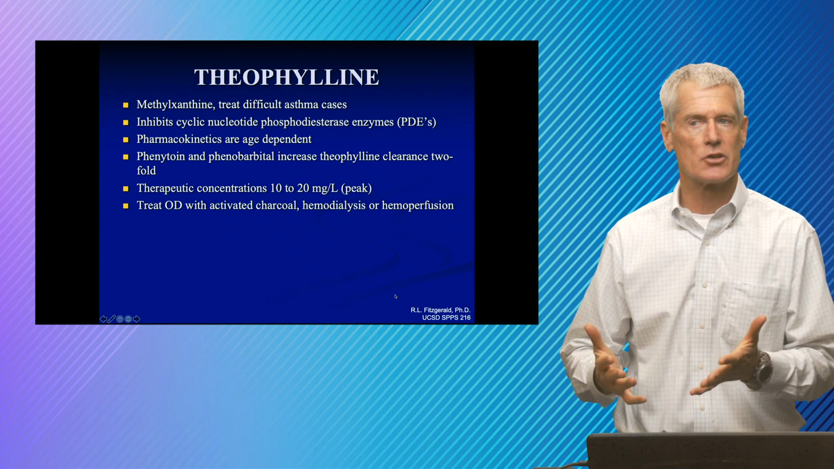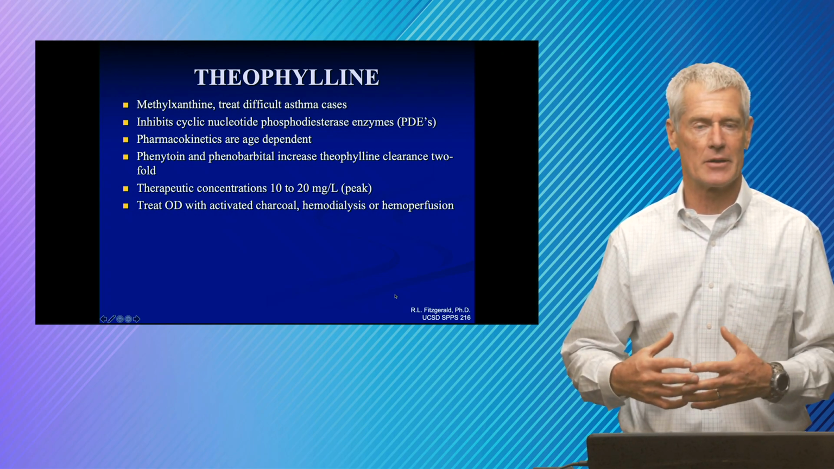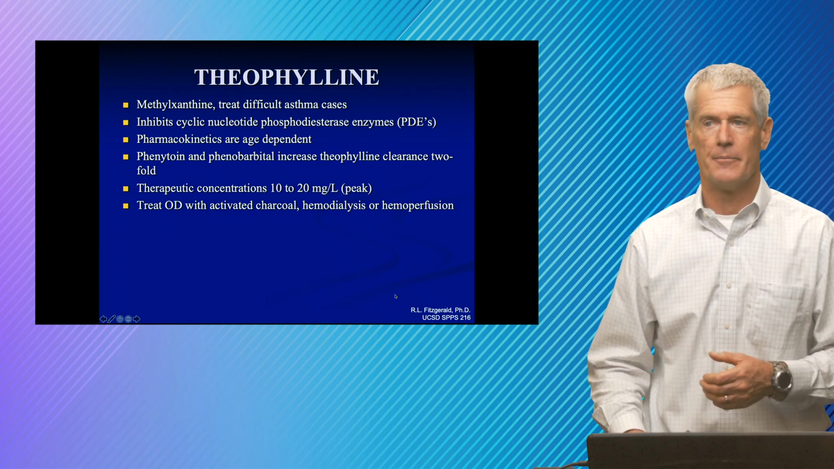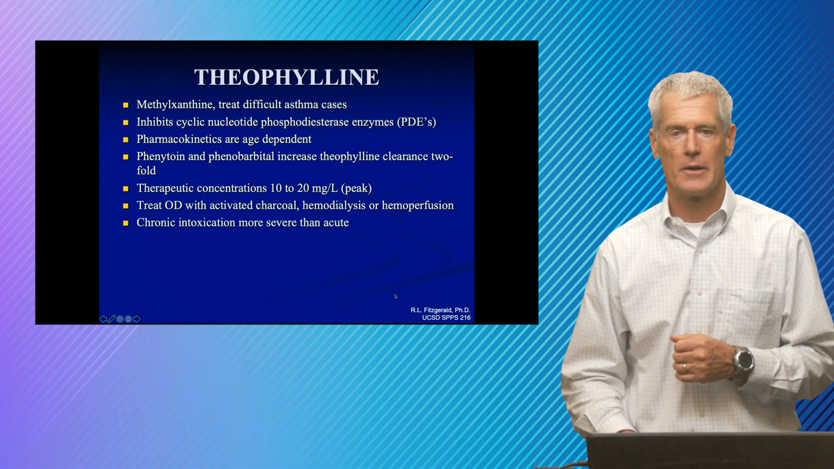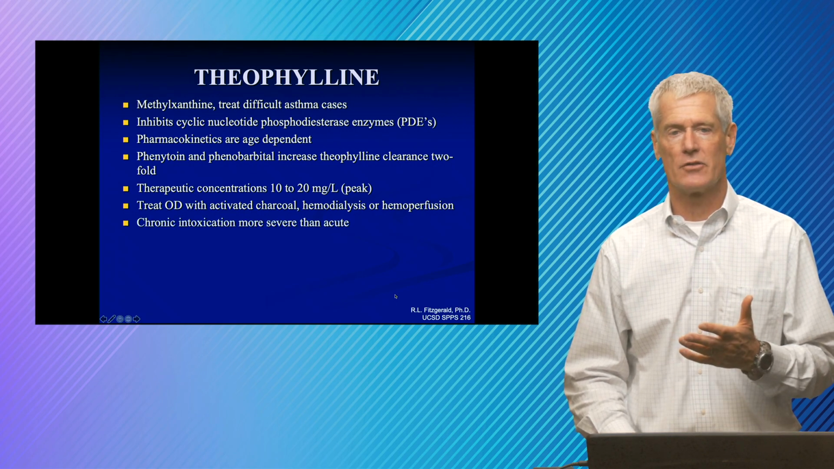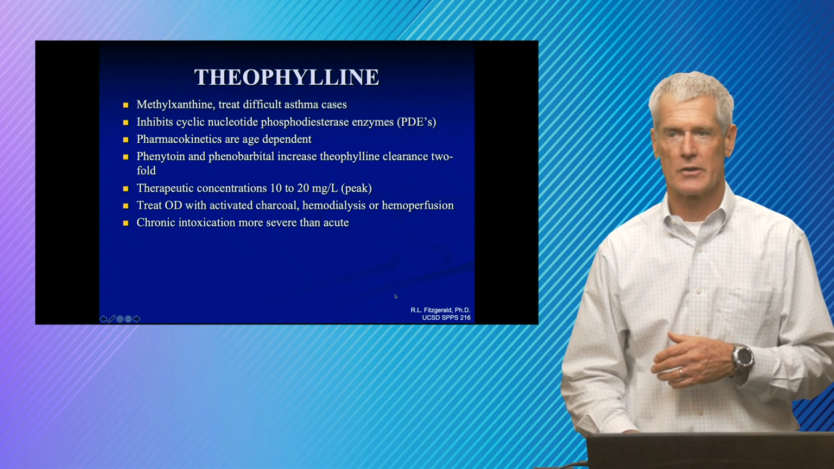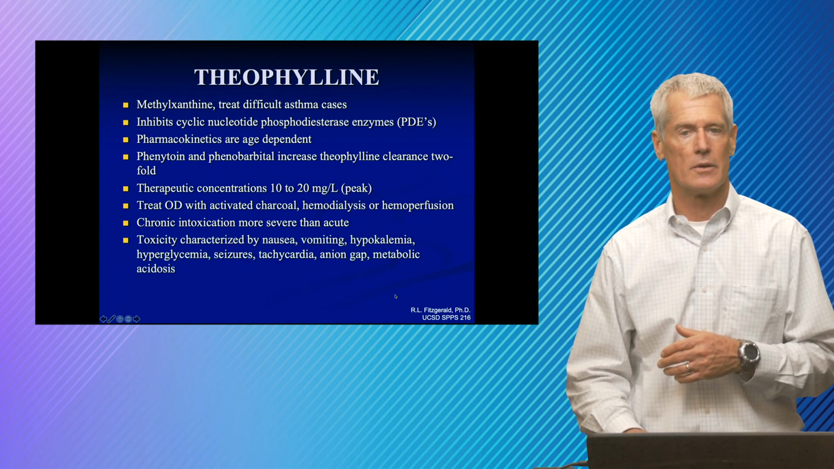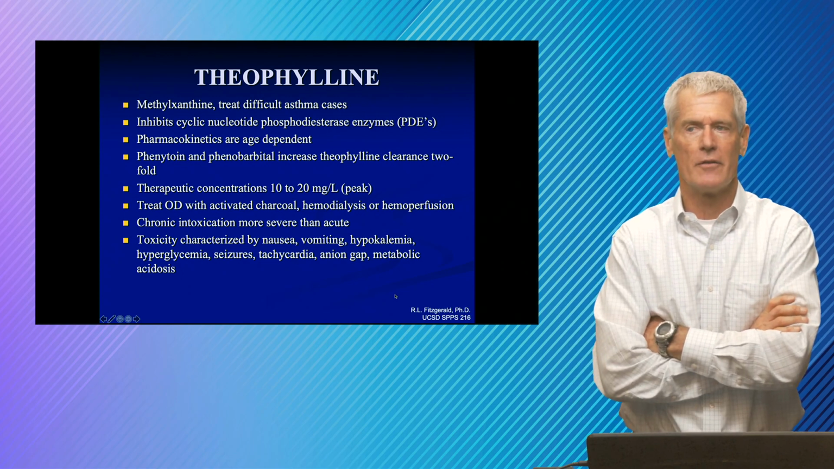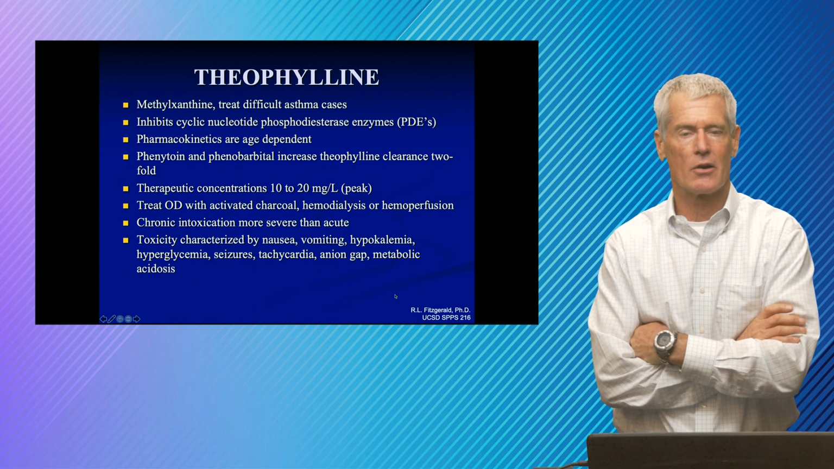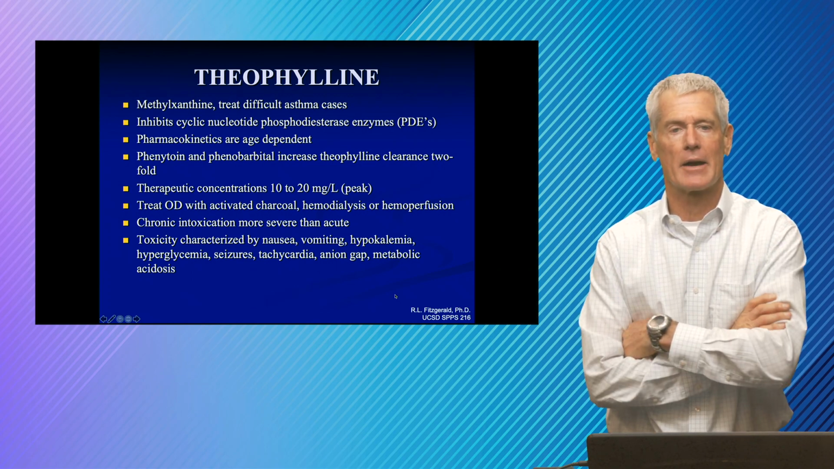Overdoses are treated with activated charcoal, so absorbing the drug in the gut so it never gets systemically available. Hemodialysis or hemoperfusion, hemodialysis probably being more preferred. Chronic intoxications cause toxicity at lower concentrations than acute. So really sort of nonspecific toxicity, nausea, vomiting. It causes tachycardia, and it causes an anion gap metabolic acidosis.